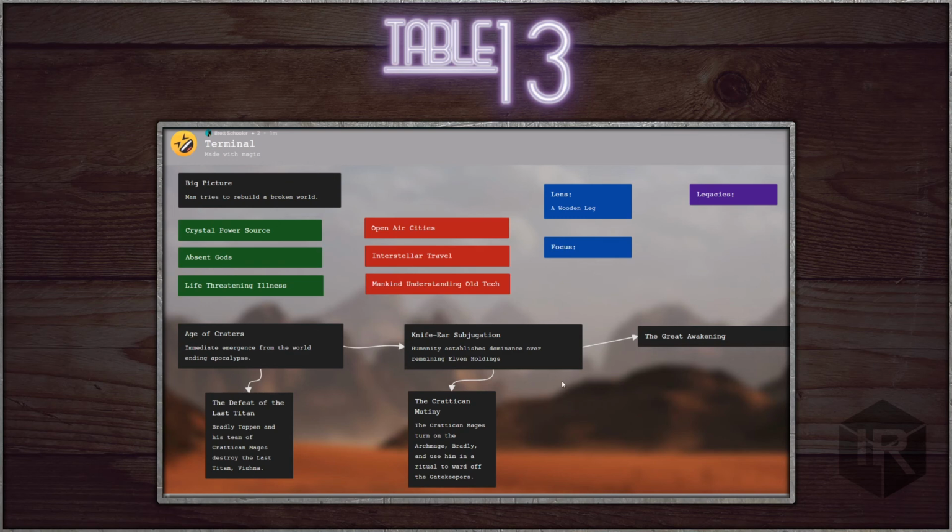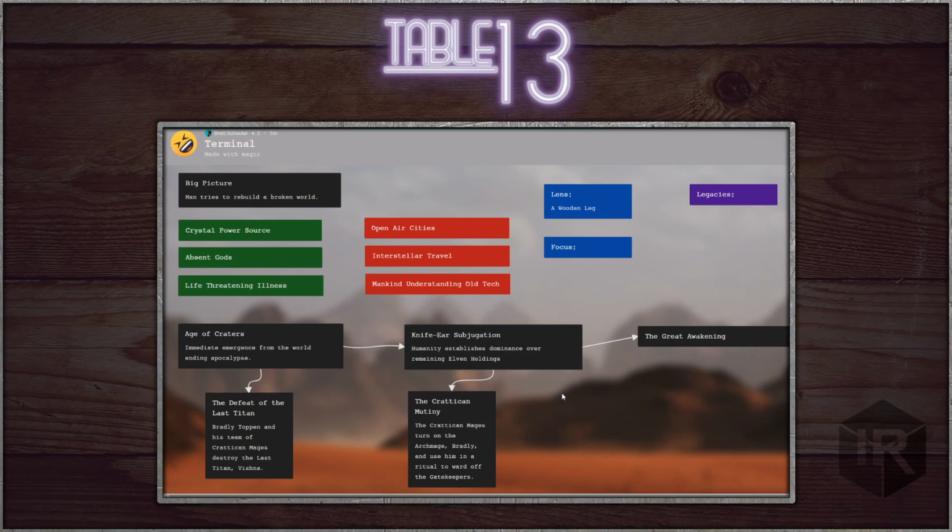So that very well could happen at the end of the Age of Creators, and this could happen at the beginning of the Subjugation. Or the defeat of the last Titan could be later. Bradley might become a goddamn immortal, who knows? We've got Magitech stuff involved, so he could get into some sort of that.